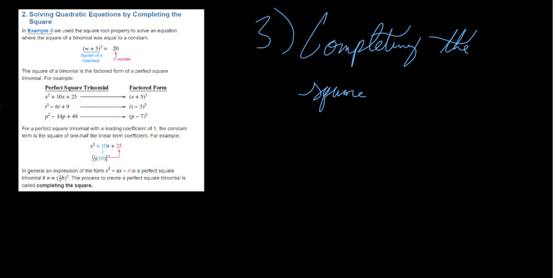If we look at it, for a perfect square trinomial with leading coefficient of 1, that tells us we have to have a leading coefficient of 1. The constant is the square of 1/2 the linear term coefficient. All right, that's a mouthful, but let's just break it down.